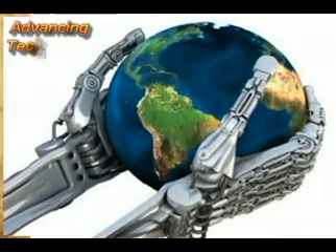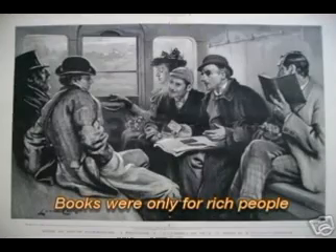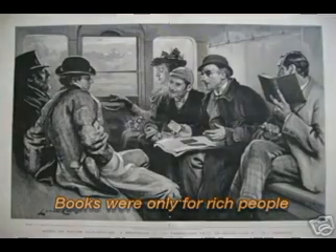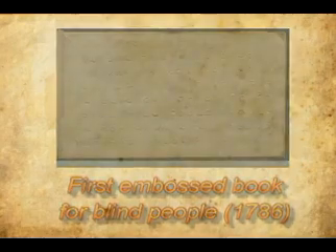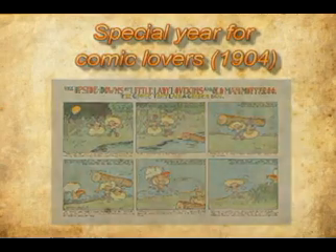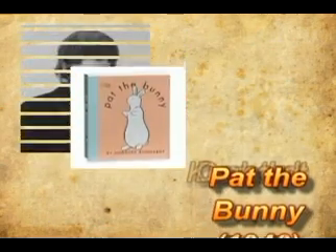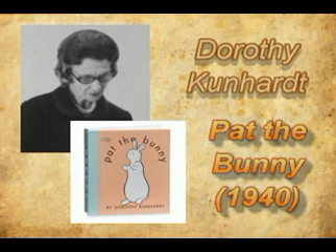Technological advances in printing made it possible for books to be more accessible to a wider audience. Before, books were only for rich people, but later they reached every knowledge-seeking household. In 1786, the first embossed book was published for blind people. 1904 is a special year for comic book lovers. Children were pleased to see their first interactive book in 1940, like Pat the Bunny by Dorothy Kunhardt.